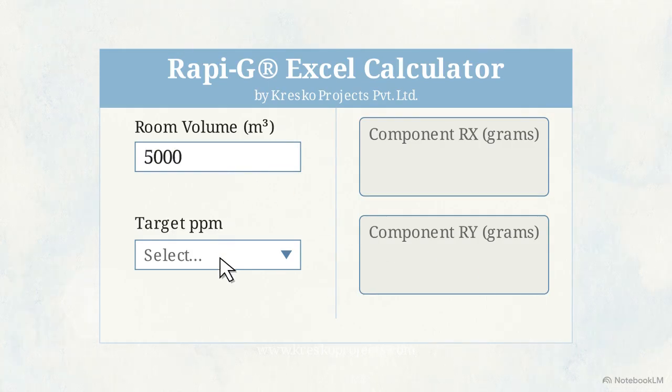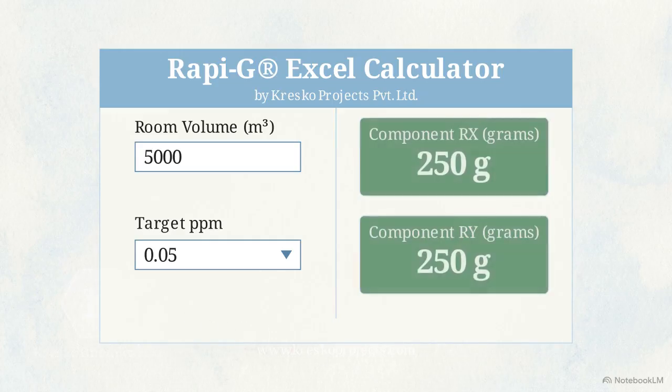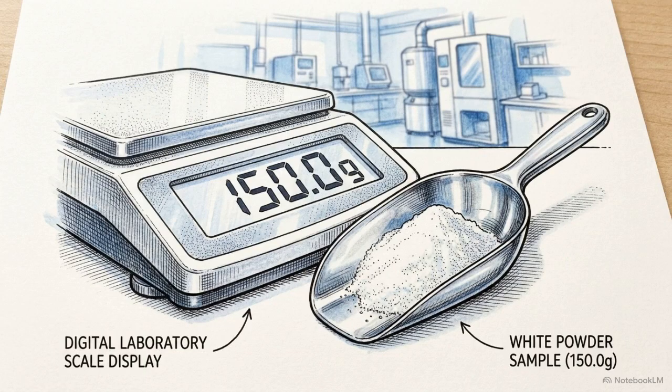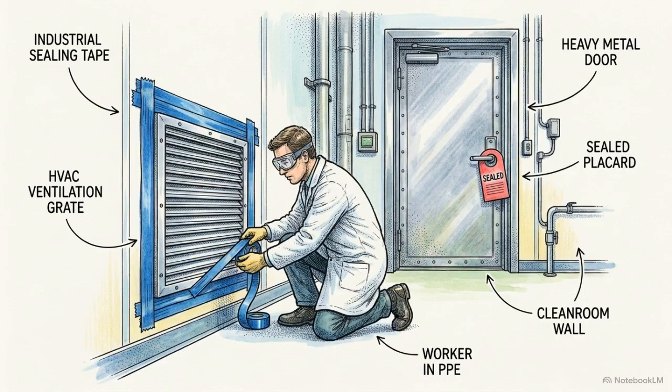Input your room volume and target concentration here, and the system will output the precise gram weights of the Rx and Ry chemicals you need for the cycle. Relying on this exact calculation ensures the gas reaches the correct parts per million required to eradicate microbial presence without wasting material. Step 2 requires establishing an airtight environment.